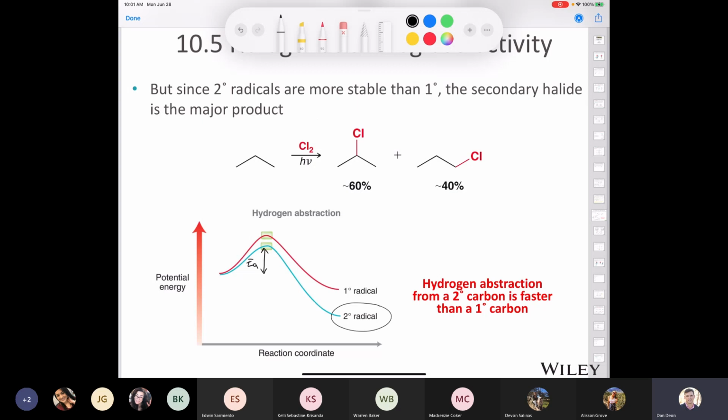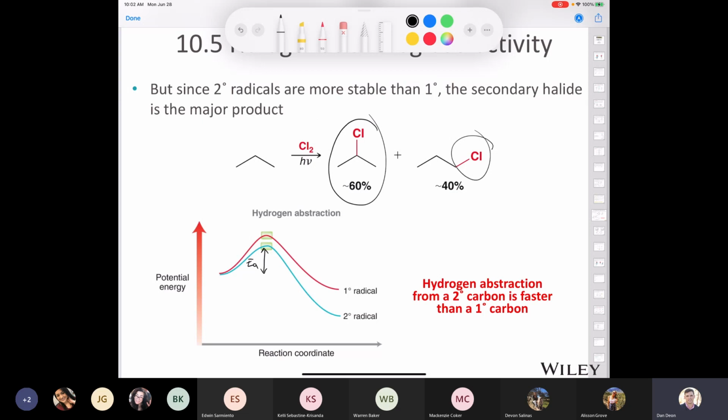So that explains this first step, this hydrogen abstraction. It explains why we get more chlorines in the secondary position, or the methylene position, than we do where the methyl group is.